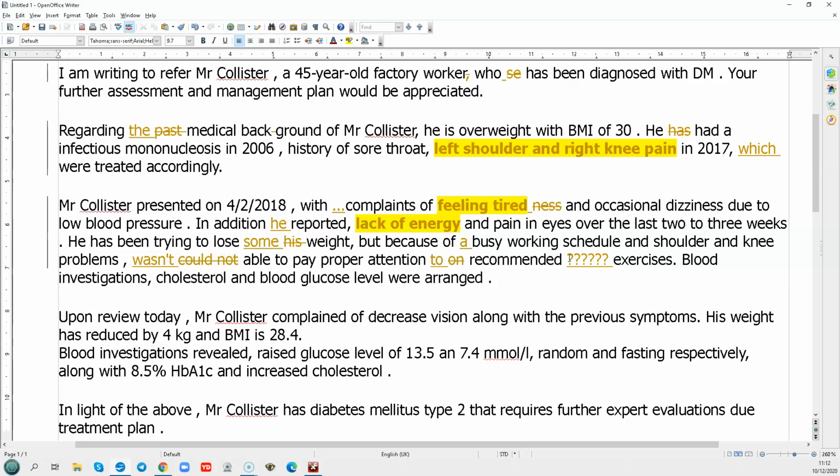So, who recommended the exercises? Where did you say anything about it? So you mentioned he's overweight, okay, but you didn't tell me by how much, just his BMI. Where's the exercises from? So, I've got no idea where this has come from. Blood investigation and glucose level tests, presumably, were arranged.